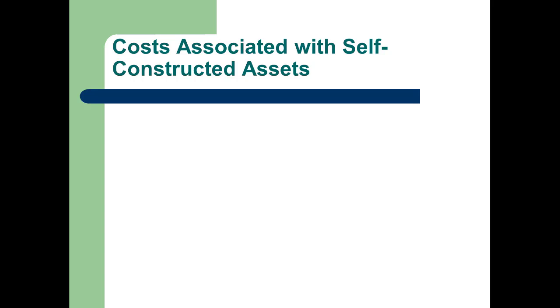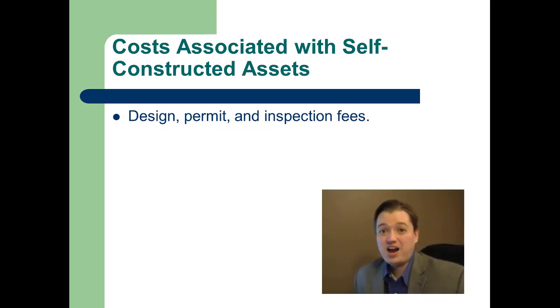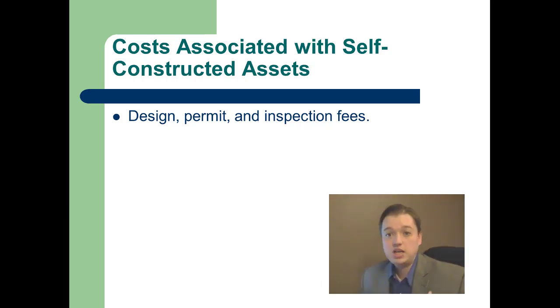The basics are about the same. We're still capitalizing those costs that we have to spend to get this asset ready for us to use. So design fees are now included because we have to hire an architect or a designer to get this ready to go. We have to get special permits if there's inspection fees, etc. Those become part of our self-constructed asset.